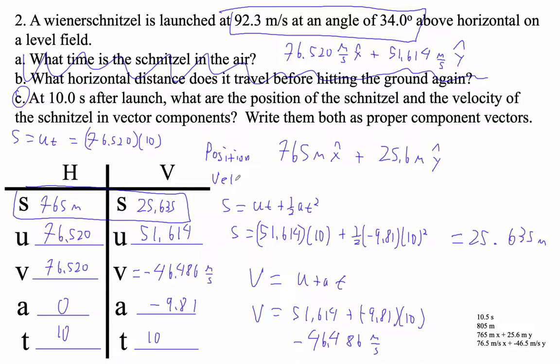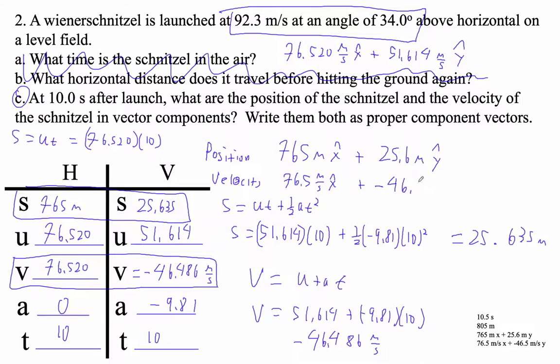And then the velocity is going to be these guys here. So it's 76.5 meters per second in the x direction plus negative 46.5 meters per second in the y direction. So these are proper component vectors.